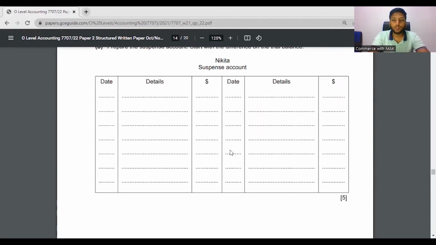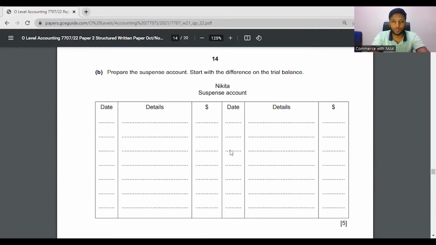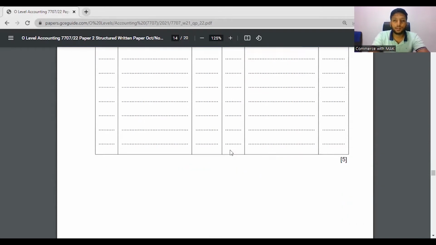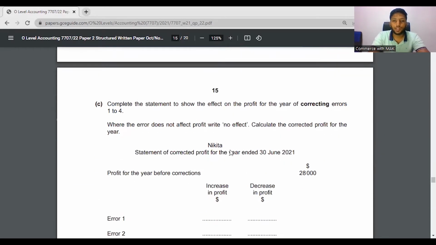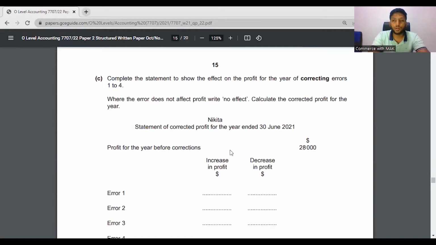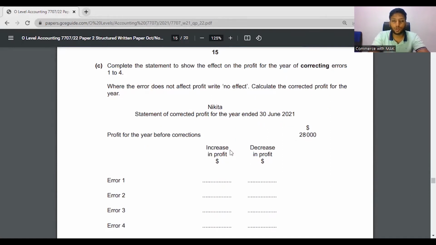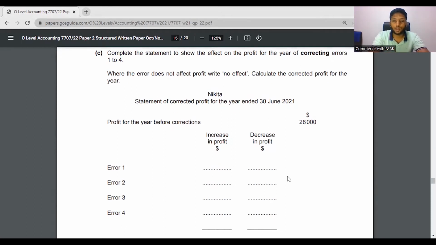So now, under Nikita account, you need to prepare a suspense account, and then finally you should complete the statement, show the effect on the profit. For the correcting errors 1 to 4, where the error does not affect profit, write no effect. Calculate the corrected profit for the year. So we need to find out the exact profit for the year, and let's start doing it now.